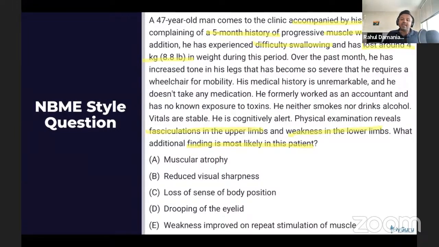What additional finding is most likely in this patient? A, muscular atrophy. B, reduced visual sharpness. C, a loss of body position. D, drooping of the eyelid. Or E, weakness improved on repeat stimulation of the muscle. What do you think is the best answer here?